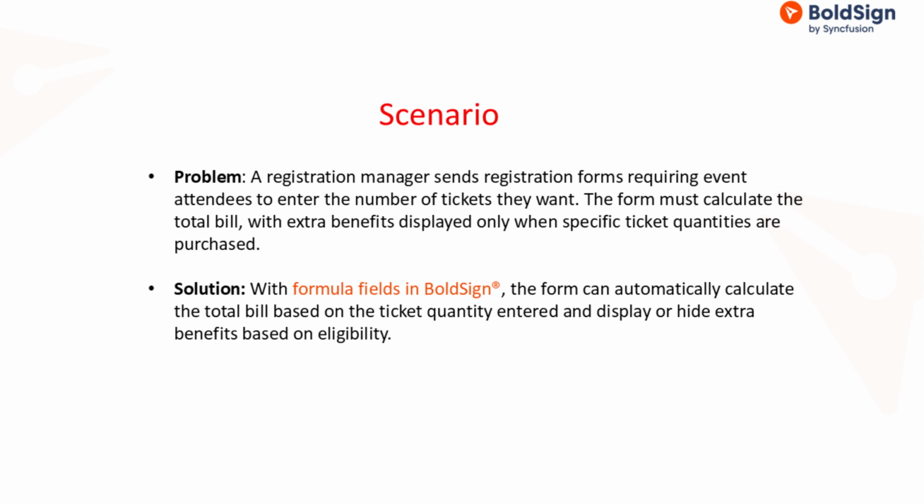The form requires attendees to enter the number of tickets they want, calculating the total amount payable. If an attendee purchases a certain number of tickets, they become eligible for benefits, displayed only when the condition is met. This is where BoldSign's formula field plays an important role. It enables the registration manager to automatically calculate the total bill based on the entered ticket quantity and show or hide the extra benefits based on eligibility.